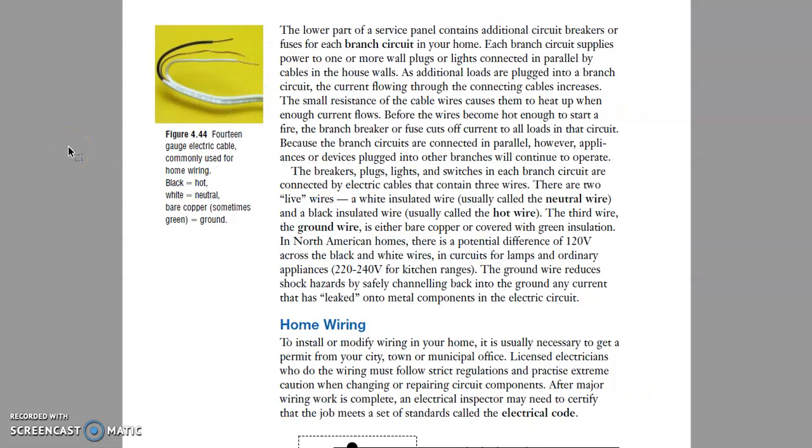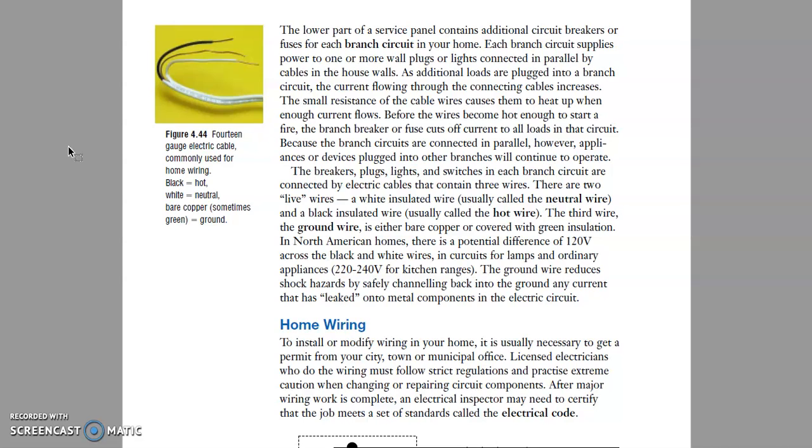If we take a look at this page, which is page 320, you can see in figure 4.44 here up in the top left hand corner is a picture of what's a typical house wire that's used. And you can see in the picture that there is a wire that's coated with white insulation, rubber coating on the wire, and that's what's called the neutral wire. And this is a live wire in the wiring in your home. The black wire is also a live wire, and it's called the hot wire.